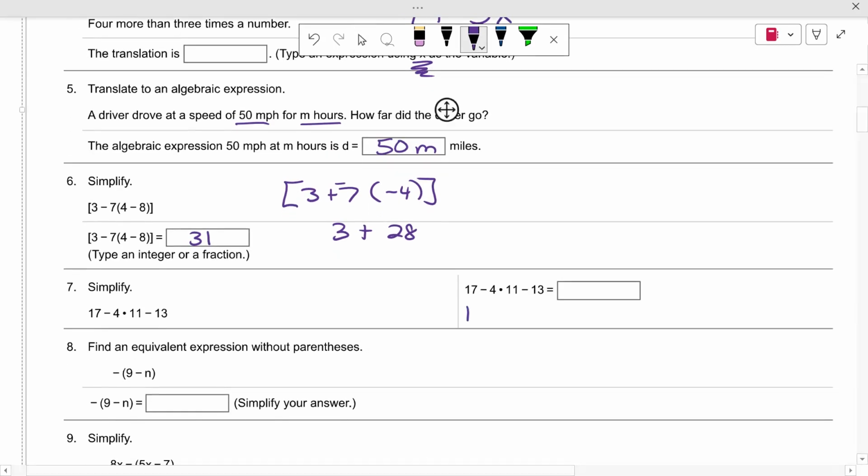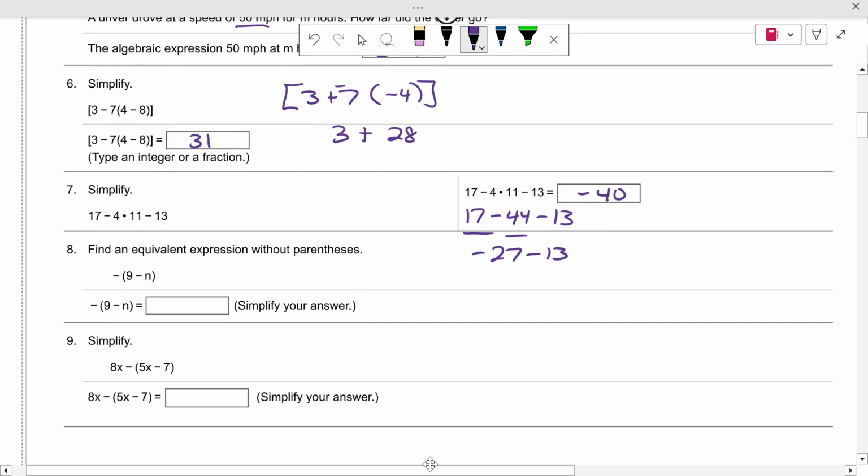Okay. 17 minus 44 minus 13, because you have to do multiplication before you can do addition and subtraction. Then you take the first one minus the second one. And actually on your calculator, you just subtract them both. But if you don't have a calculator, you take the first one minus the second one. So negative 27 minus 13 is negative 40. Okay?